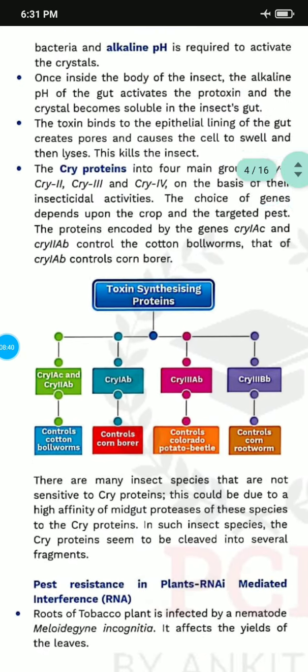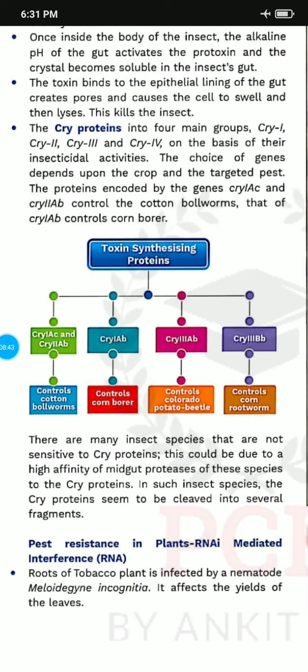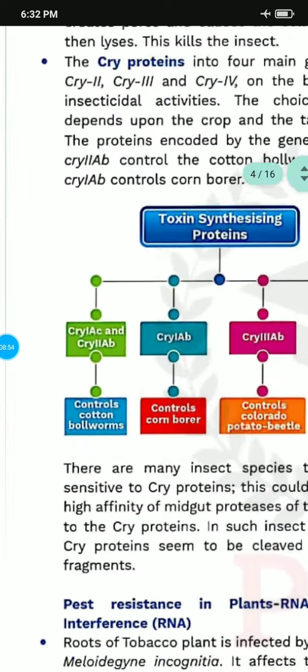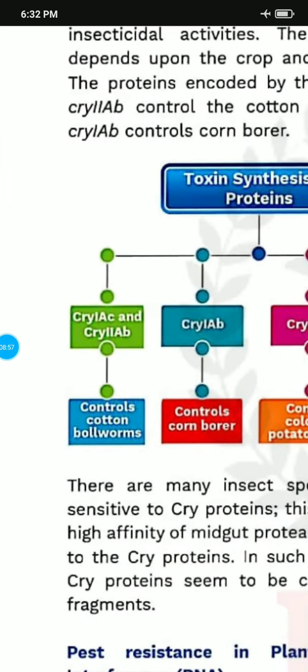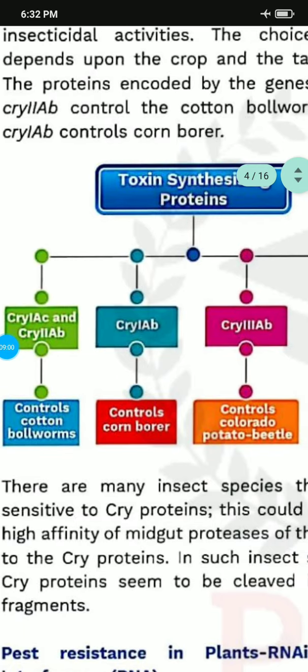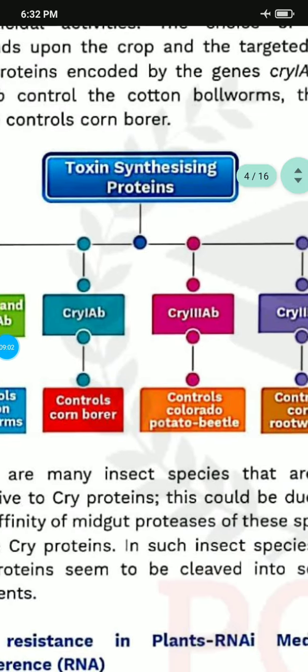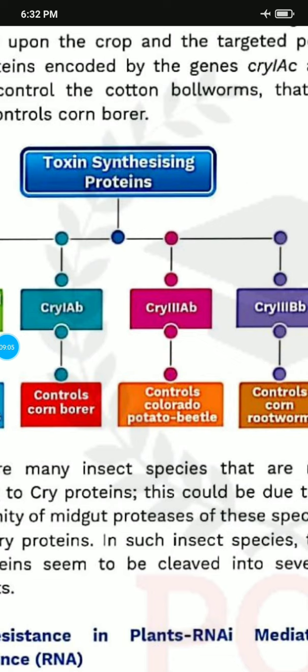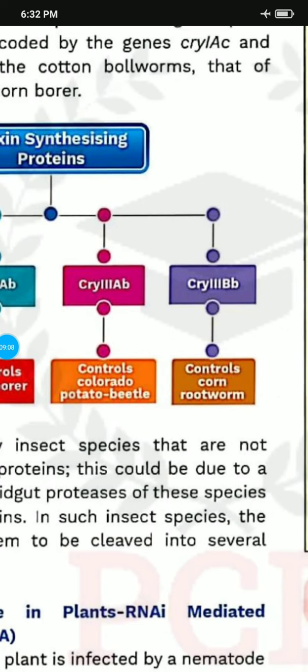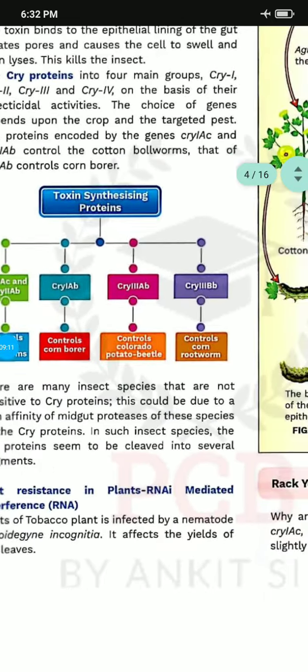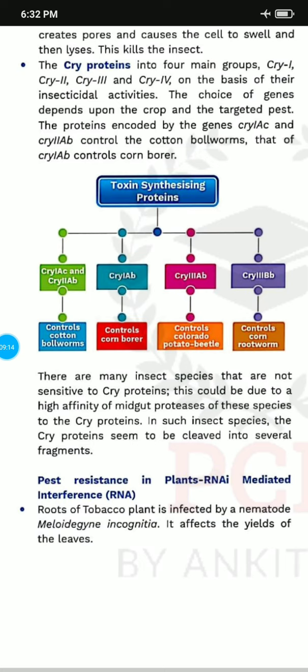The toxin consists of 4 or 5 types of Cry proteins. For example, these Cry proteins work on different types of organisms, like Cry1Ac and Cry2Ab, which control the cotton bollworm. Cry1Ab controls the corn borer. Cry3Ab controls the Colorado potato beetle, and Cry3Bb controls the corn rootworm. So basically, different types of Cry proteins and genes are responsible for different types of pests.